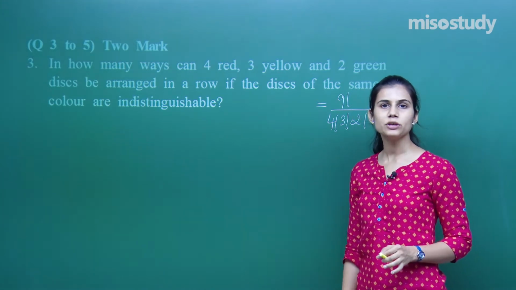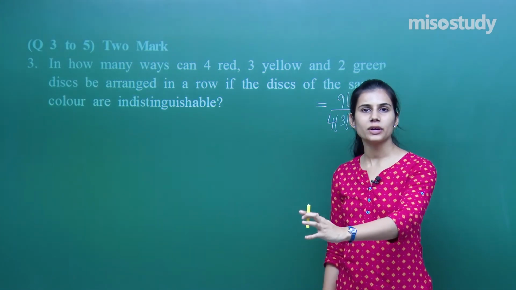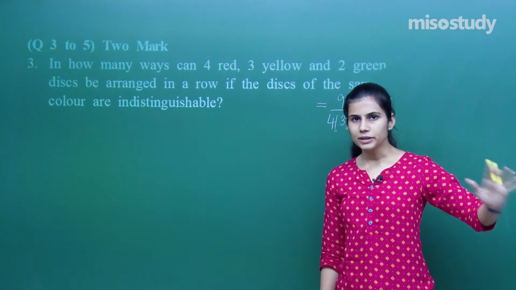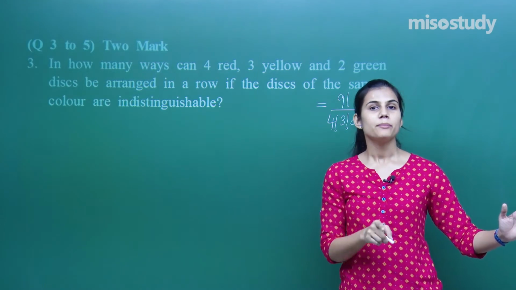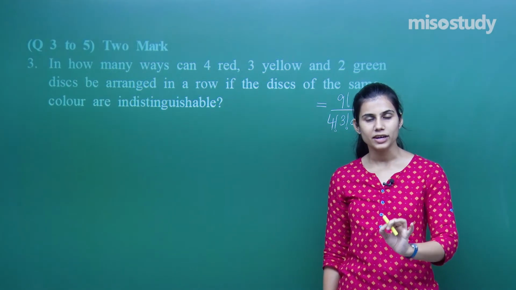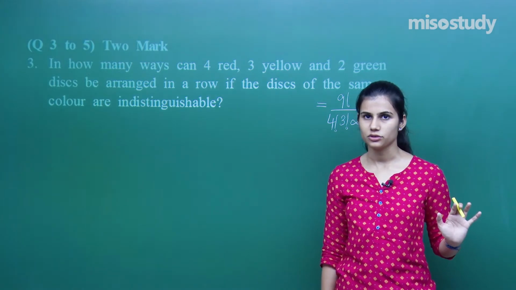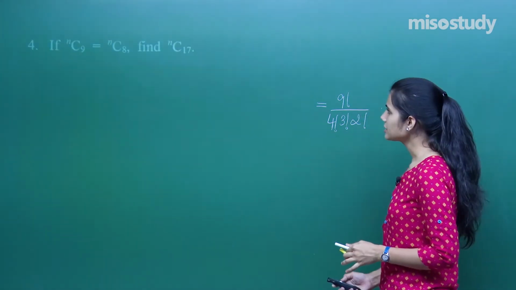The only concept used is which one? That if you have n objects out of which P1 are similar of one kind, P2 of the other and P3 of the other, such that P1 plus P2 plus P3 is equal to n, the number of ways in which these can be arranged is equal to n factorial upon P1 factorial into P2 factorial into P3 factorial. Is it clear? You can compute the value. That would be your final answer.